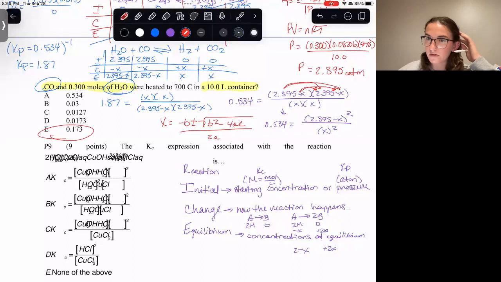Alrighty, anything else on just like 8 in general, quadratic formula in general?